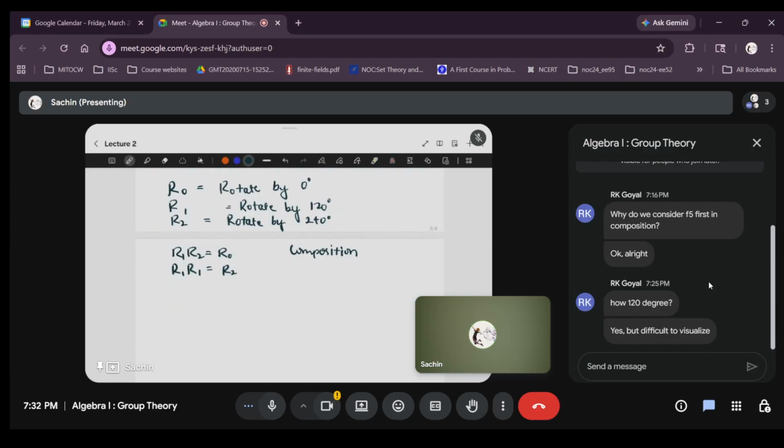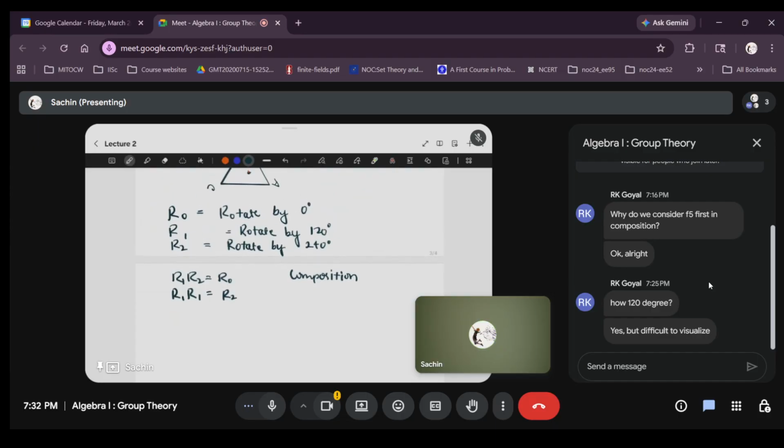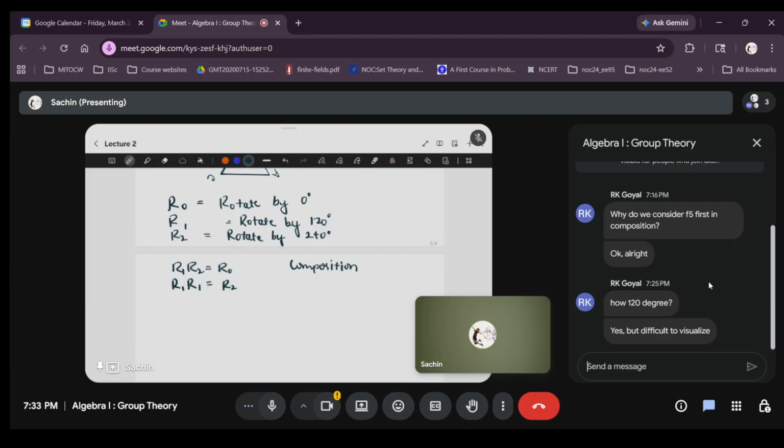Identity is R0. What is the inverse? The inverse of R0 is R0 itself. If you rotate by 0 degrees twice, it's the same as not rotating at all. What is the inverse of R1? It is R2. It's closed. R0 is the identity. Inverse of R0 is R0. Inverse of R1 is R2 and inverse of R2 is R1.